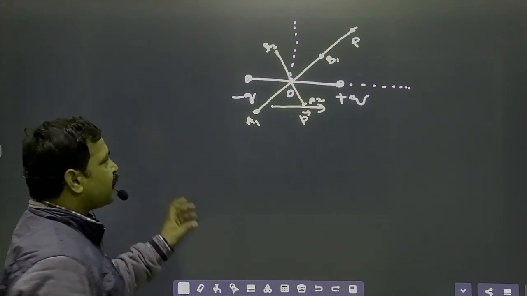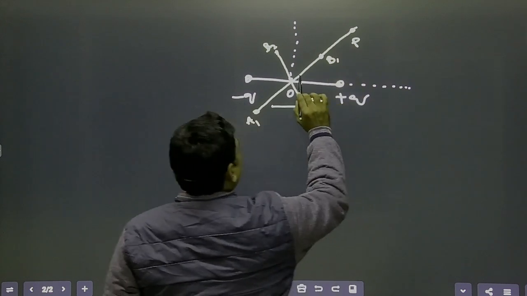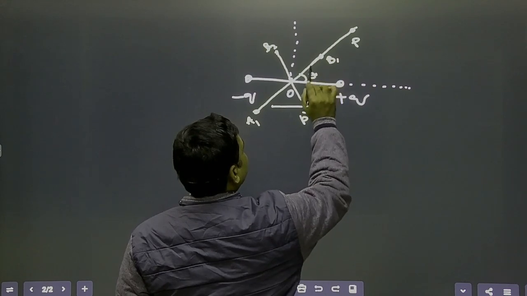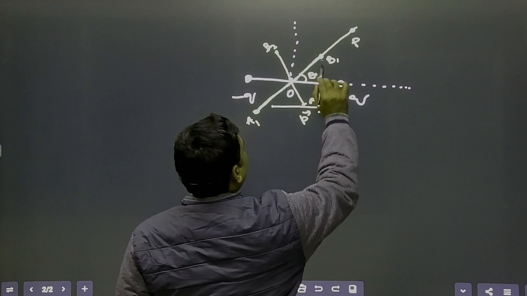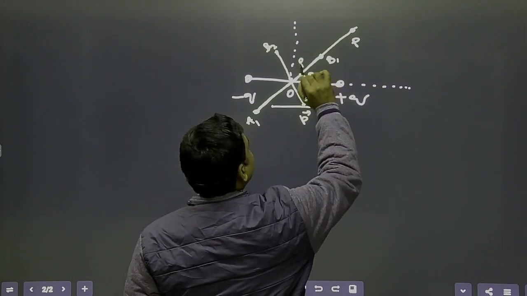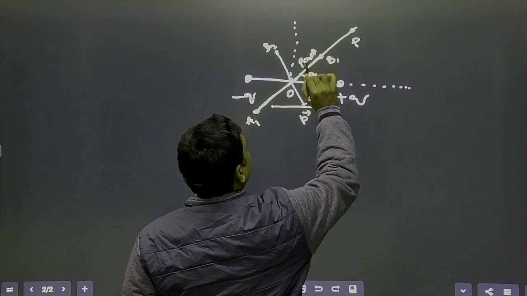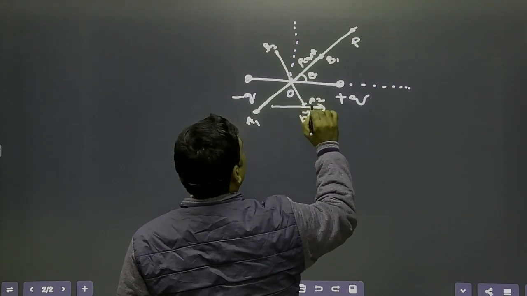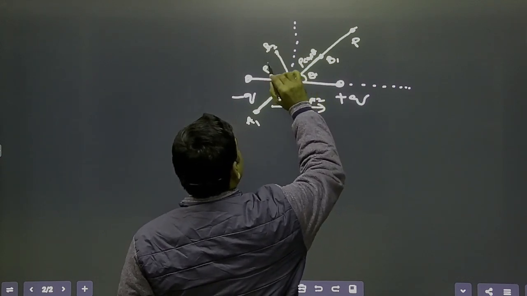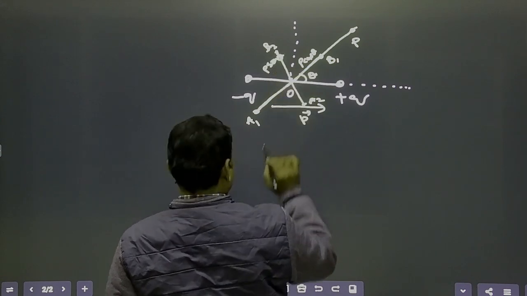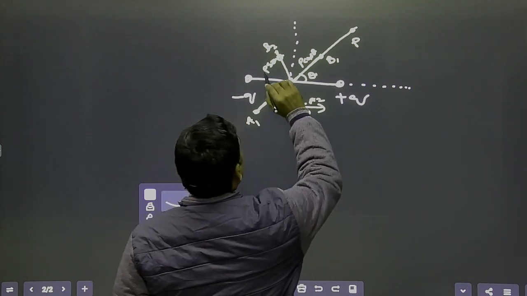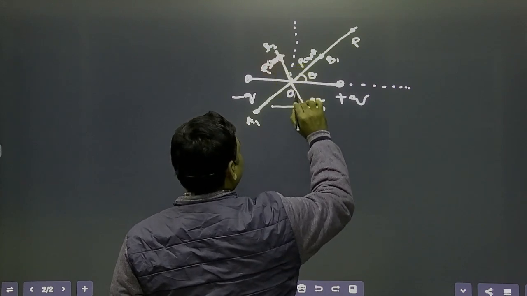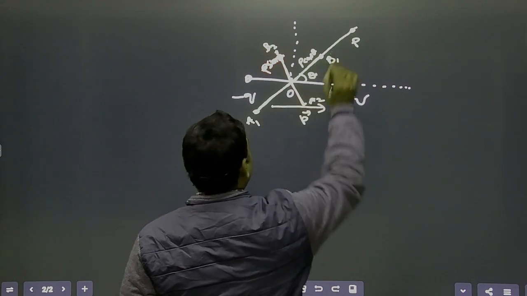If we consider the point P, by resolving the dipole moment P, which makes an angle theta with this axis, the component of P along this axis is P cos theta. Similarly, the component of P along the vertical direction is P sin theta. So you can split it into two rectangular components, one vertical and another horizontal.